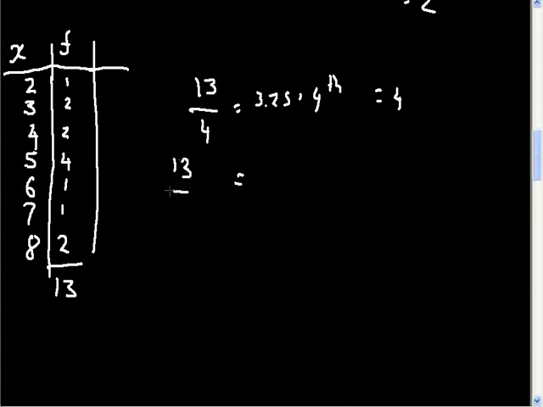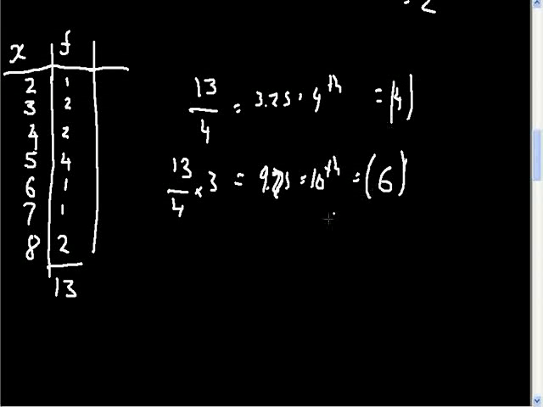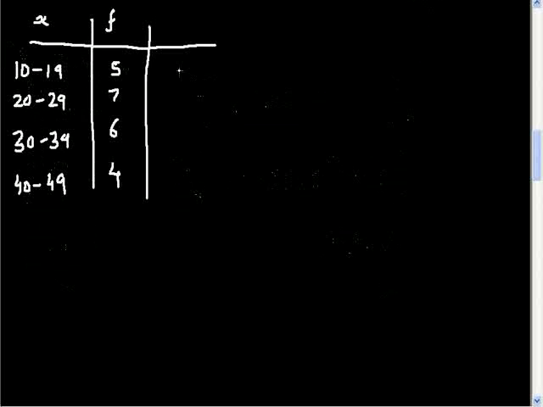The upper quartile is 13 times 3 by 4, which is 9.75. Beg your pardon. You've got to go for the 10th person. So that's 1, 2, 3, 4, 5, up to 10. The 10th person has a value of 6, and the 4th person has a value of 4. So here again the interquartile range is 2.